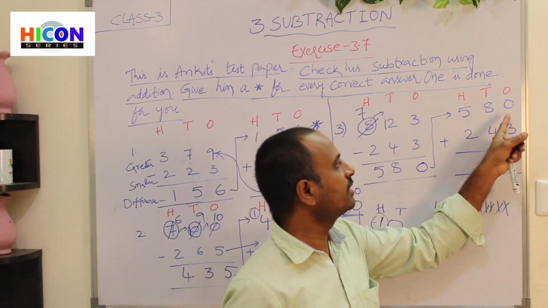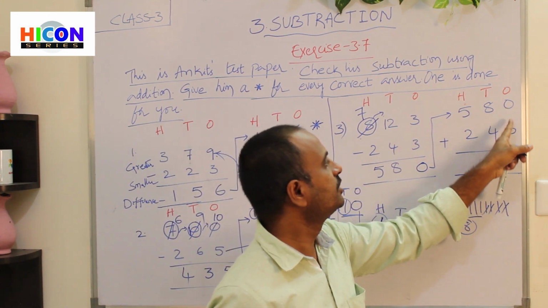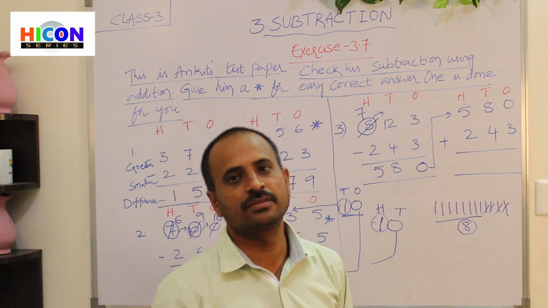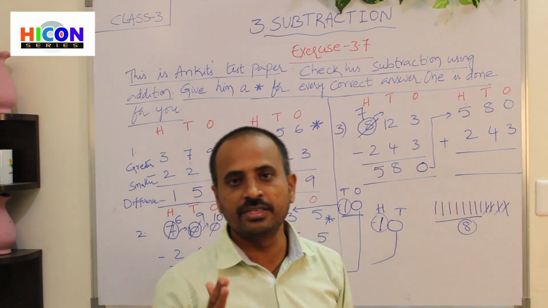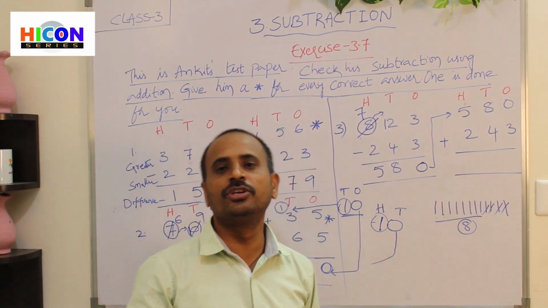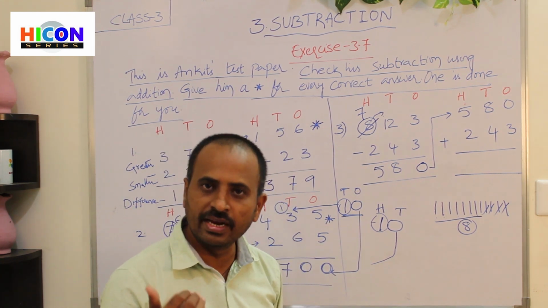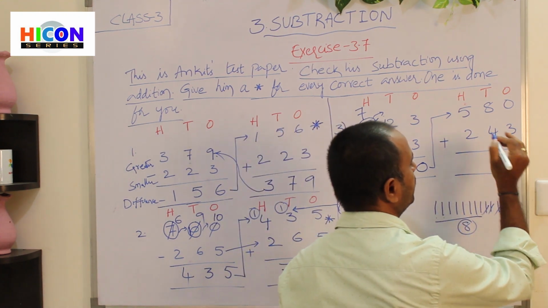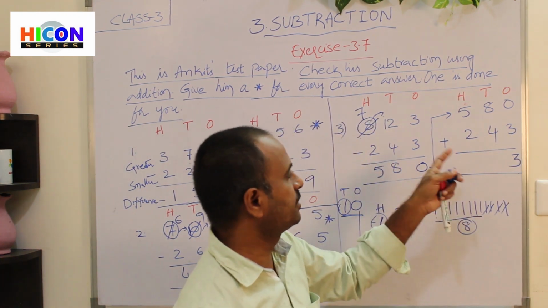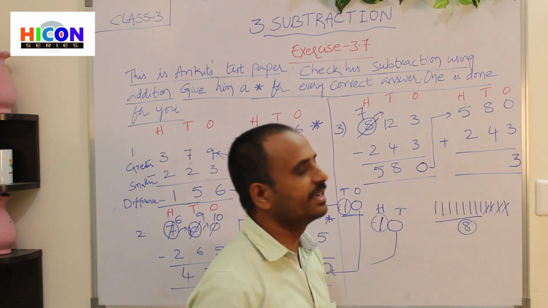So here, what are the digits present in one's place? 0 and 3 are present in one's place. So now add 0 to 3. According to properties of addition, if we add 0 to any number, again we will get the same number. So if we add 0 to 3, we will get 3. Now go to tens place.